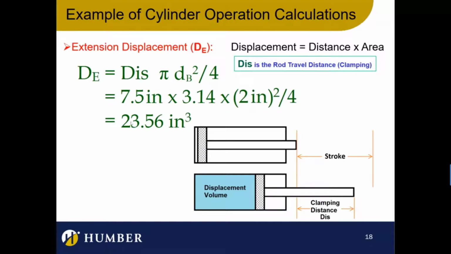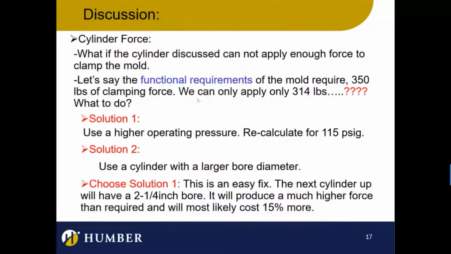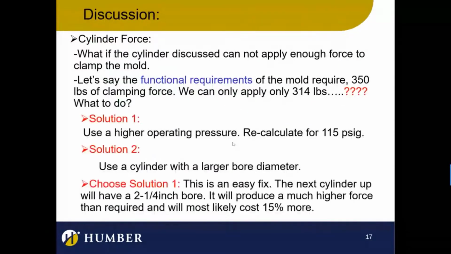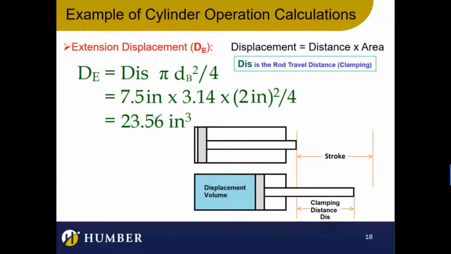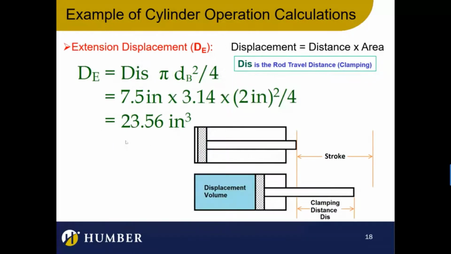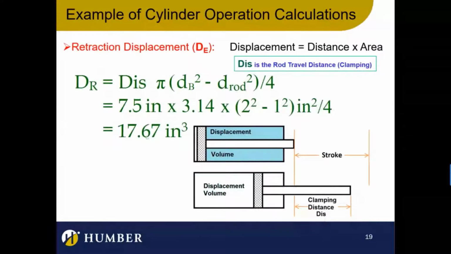And now we can calculate the displacement here. Essentially it's 7.5 inches, and we can get that from the description of the operation. The clamping distance is 7.5 inches. Okay, good. So we're just putting that in there, and I'm calculating that. Now, the retraction displacement is a little smaller because the rod's in the way. So the extension is 23, and the retraction is 17 because there's less air required to retract this. And of course, yes, there is less force, but we don't care about the force of retraction. We're clamping in extension.